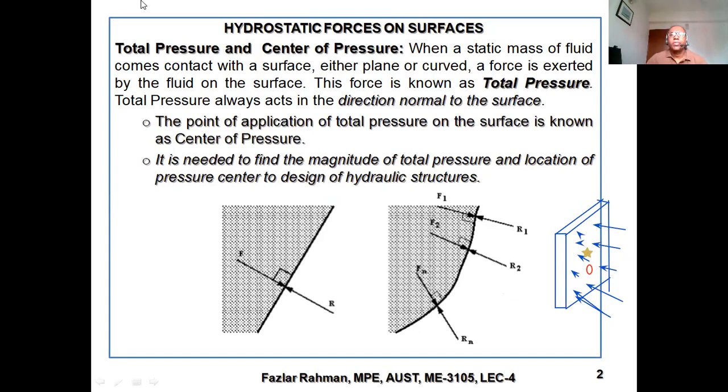So at first, we need to know what total pressure is. It is saying that when a static mass of fluid comes in contact with a surface, either plane or curved, a force is exerted by the fluid on the surface. This force exerted on the surface is called total pressure. Actually, I would say it is better to call it total pressure force, but in some books they mention it as total pressure.